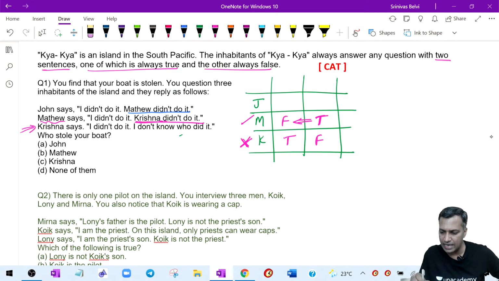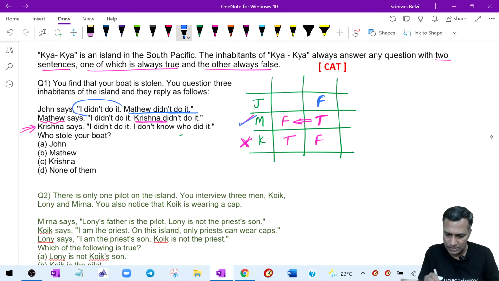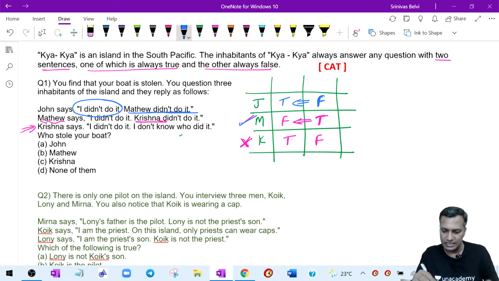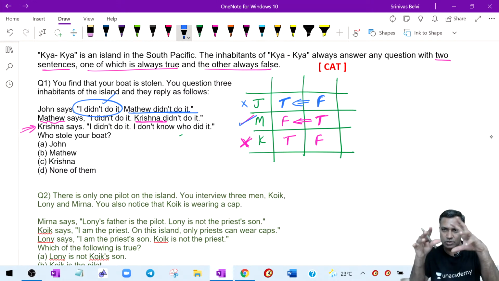Okay, he's commenting about Matthew. He's saying that Matthew didn't do it. That is false, because Matthew is the one who has stolen it, right? Therefore, the first one is false. If the second statement is false, the first one should be true. What is he trying to say? "I didn't do it." That is correct. He didn't do it is right. So that's how it has fallen in place.